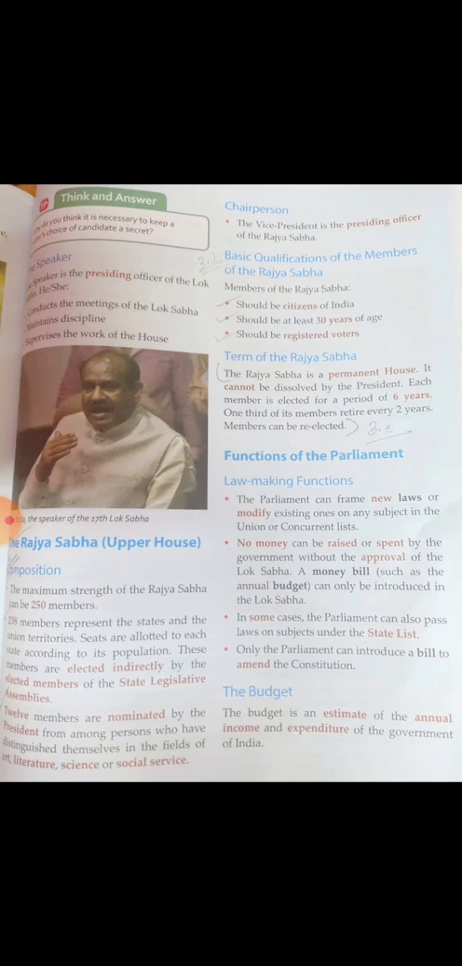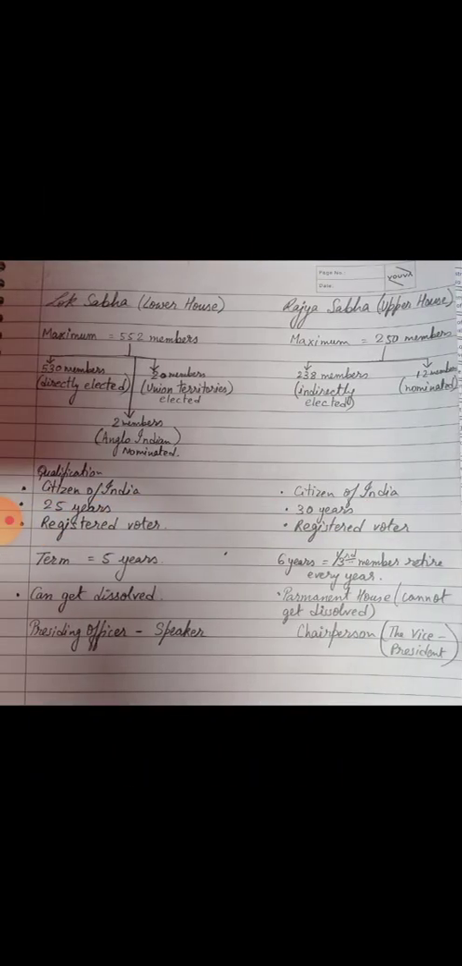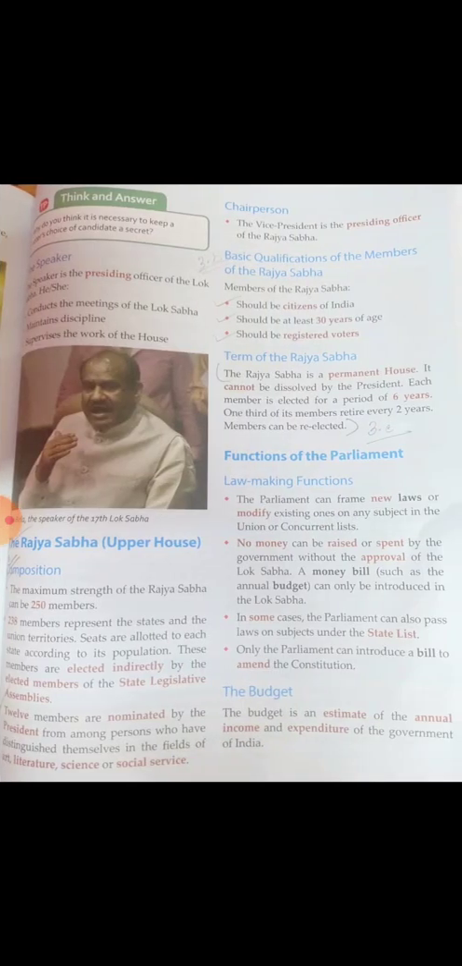So in Lok Sabha the presiding officer is called the speaker, and in Rajya Sabha the presiding officer is called the chairperson, and the chairperson is the vice president of India. Hopefully you have understood till this much. Next we are having functions of the parliament.